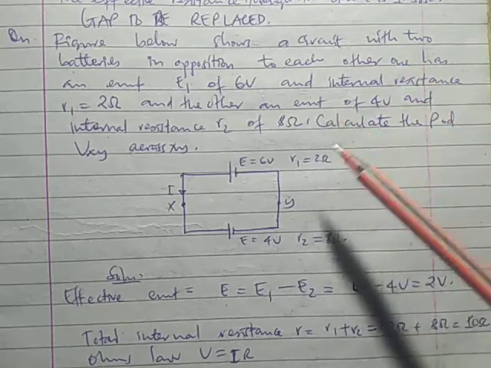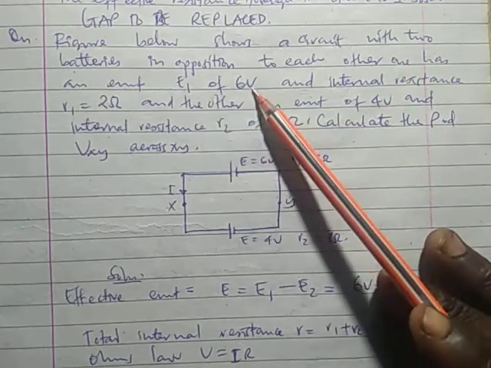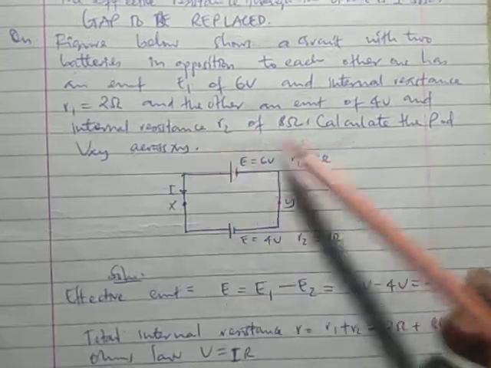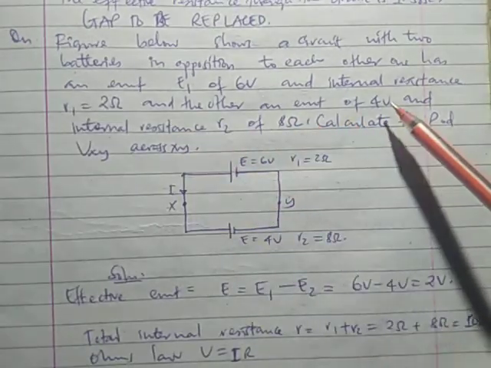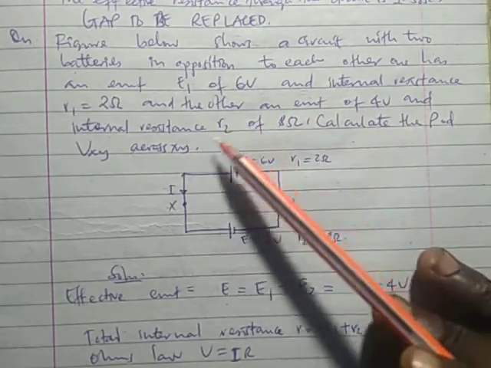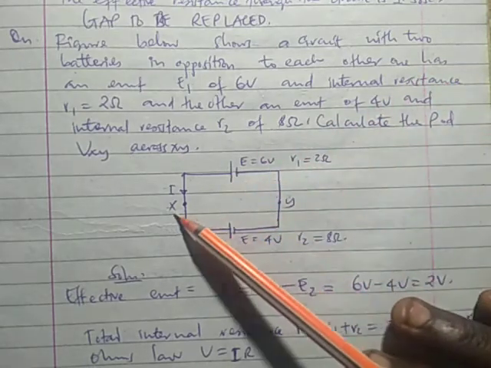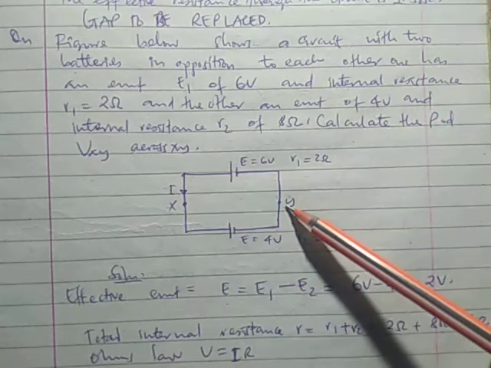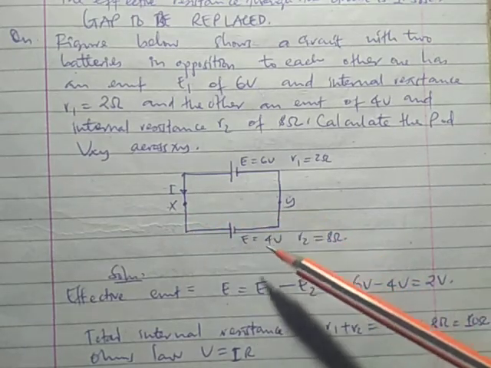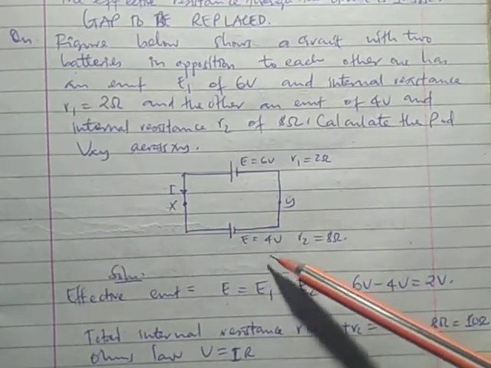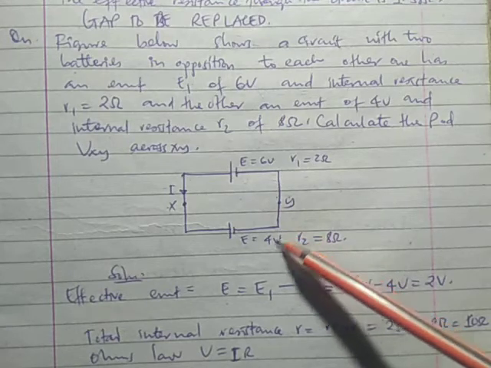One has an EMF of 6 volt and an internal resistance of 2 ohm, and the other has an EMF of 4 volt and an internal resistance of 8 ohm. Calculate the PD across the points XY. If we are connecting the voltmeter across XY, what will be the potential difference?